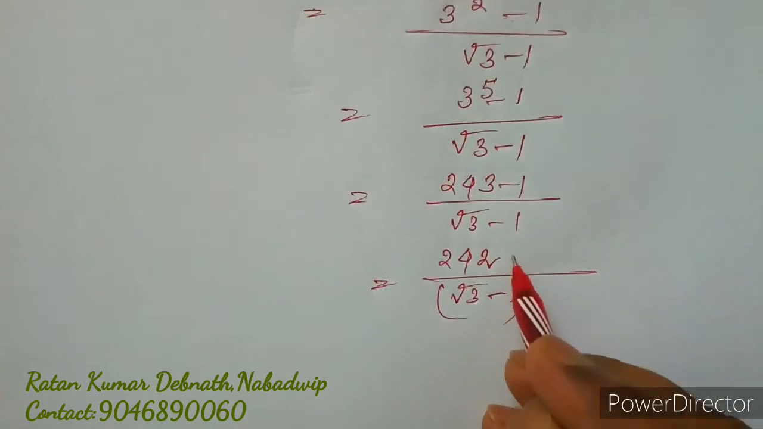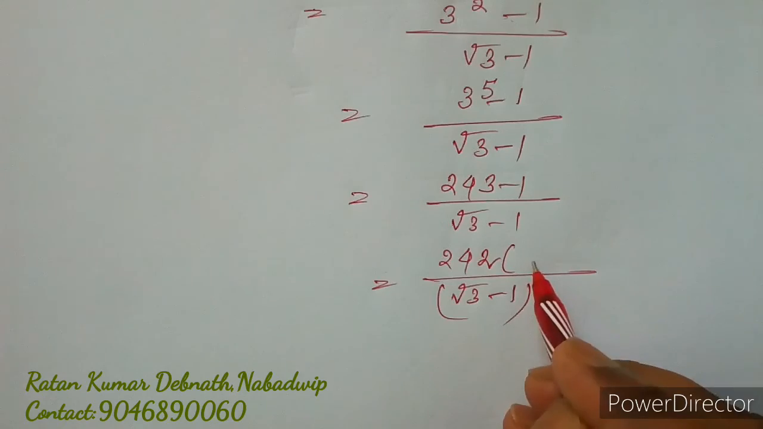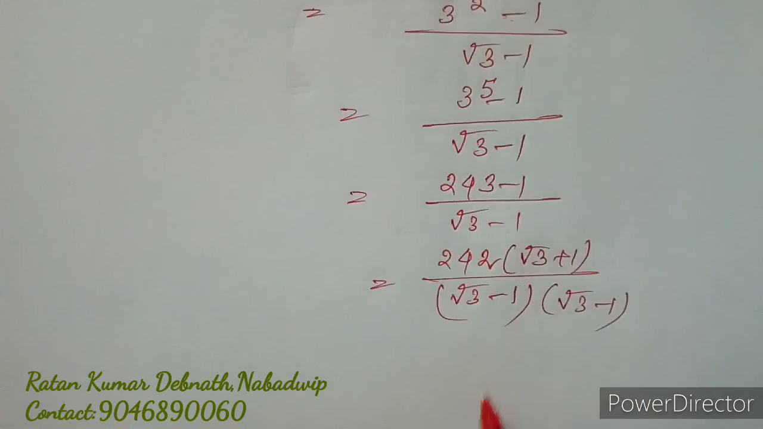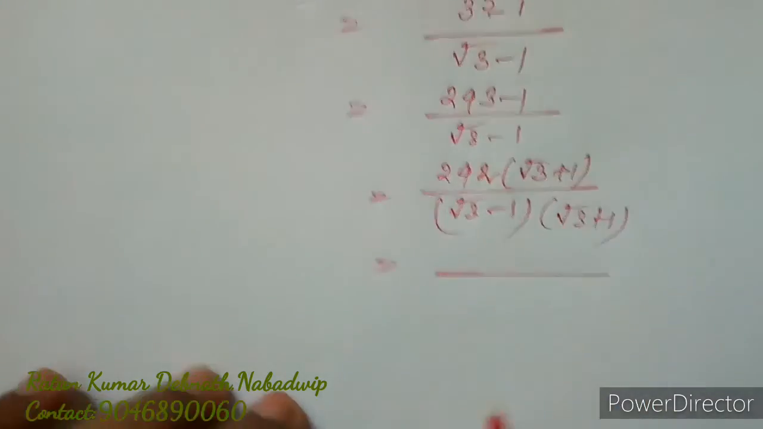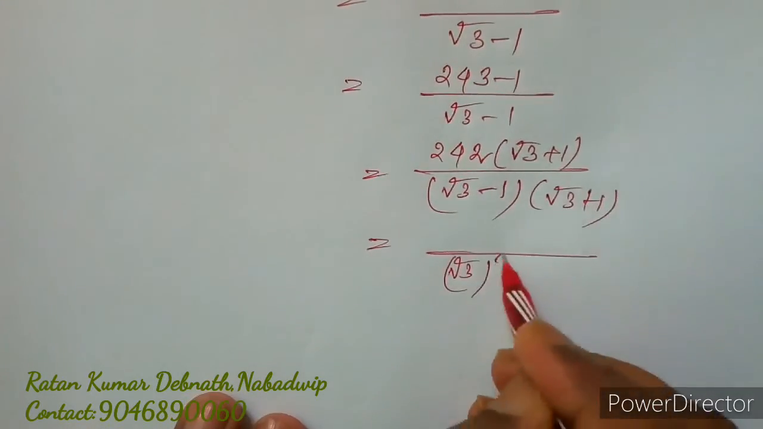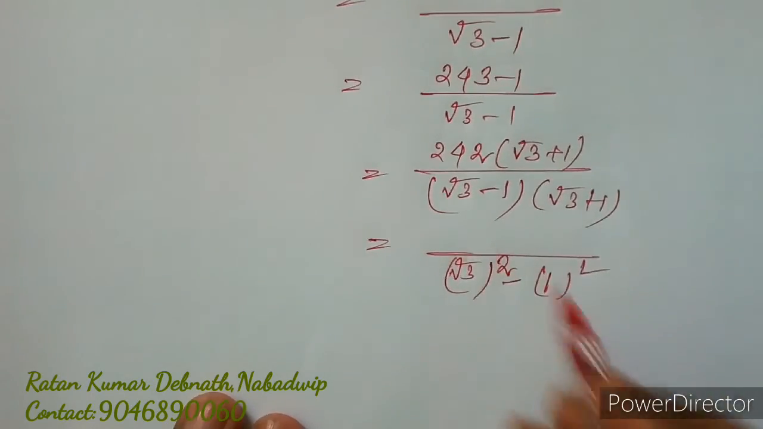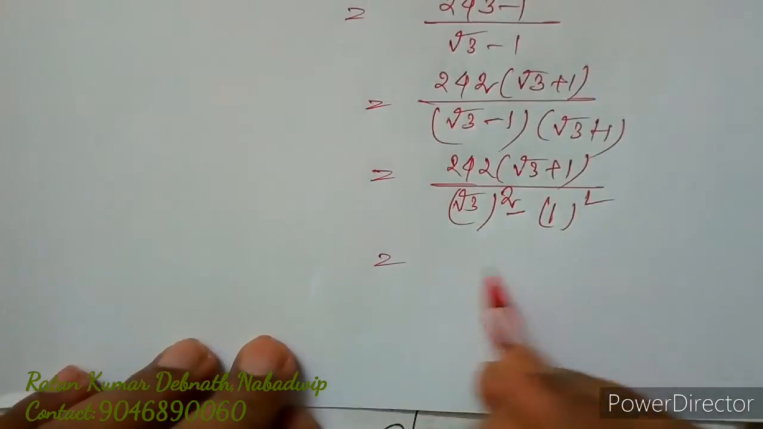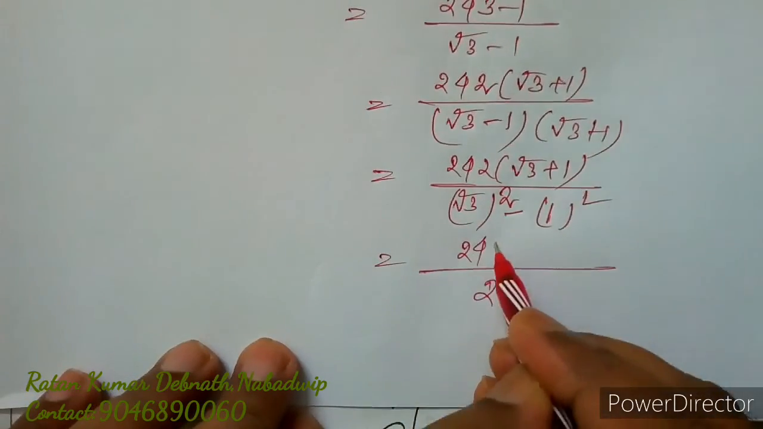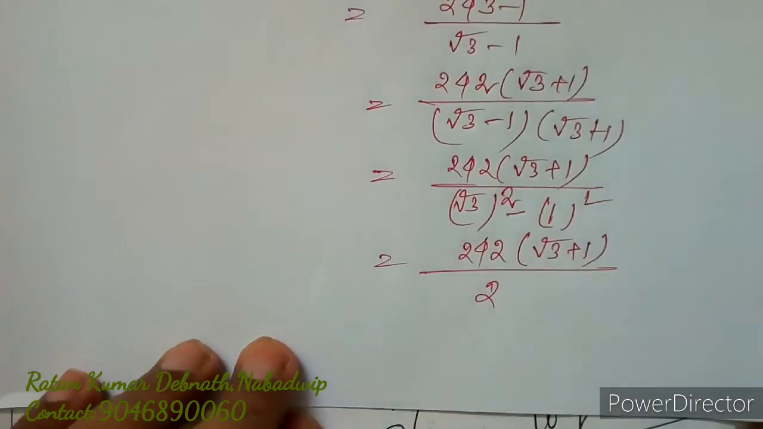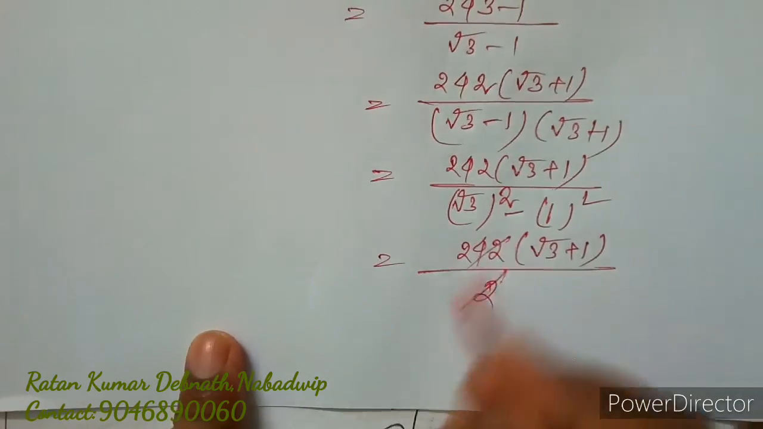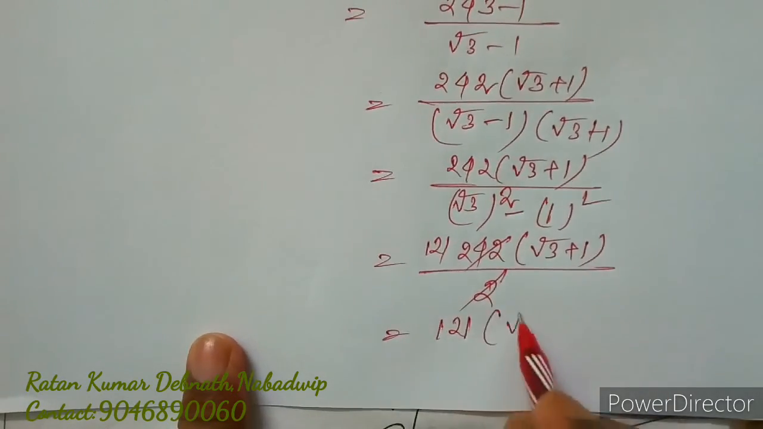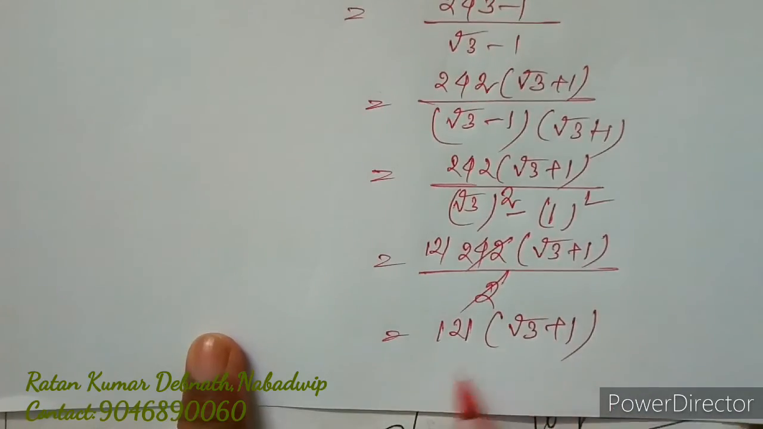At the same time, we are rationalizing the denominator. So root 3 square minus 1 square, 242 into root 3 plus 1, which gives 121 into root 3 plus 1.